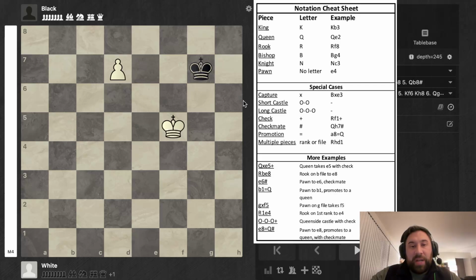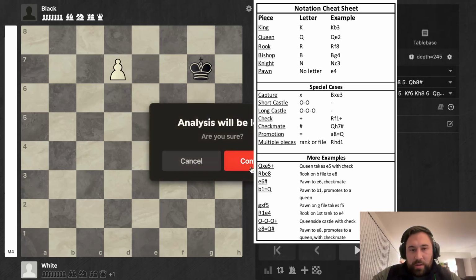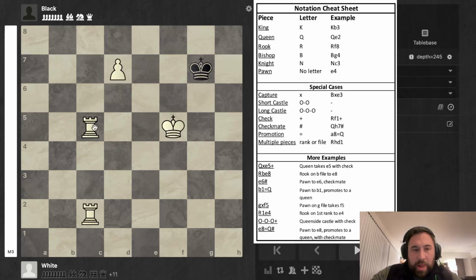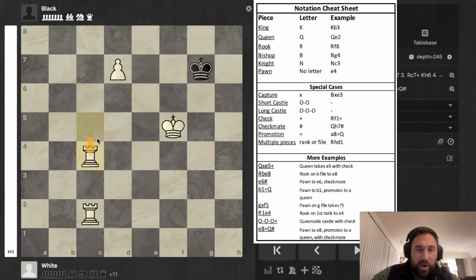Our next one is really similar. This is a slightly different example of the multiple pieces example that we gave earlier, like when two knights could move to the same square or two rooks could move to the same square. So earlier we said rook B E8, right? Well, now what if the rooks were stacked vertically? Let me show you what I mean. Let's pretend white has rooks like this. And let's say white moves their rook to that square.